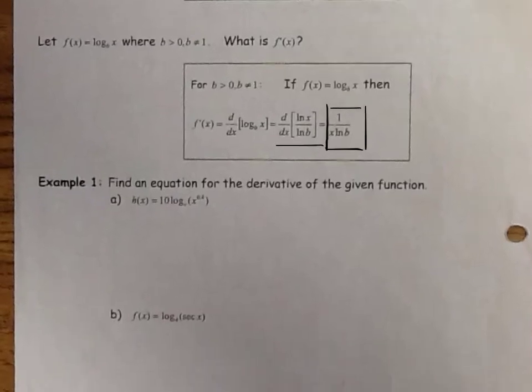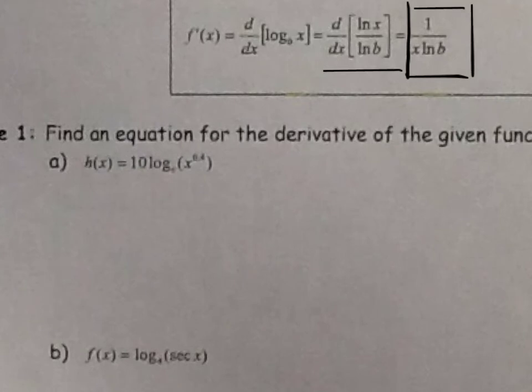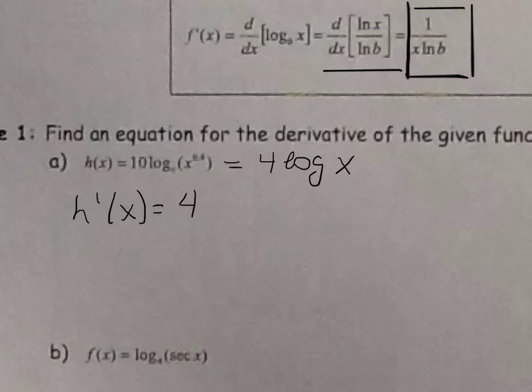First of all, every time you're looking at a logarithmic function, we're going to try to simplify it. And in this case, we're going to use the power rule. So 10 times 0.4 is going to be 4 log, I believe it's a common logarithm, right, of x. And now we're ready to find the derivative. So h prime of x is going to be equal, 4 stays outside. I'm using the formula, so it's 1 over x ln of 10. So it's 4 over x ln of 10.